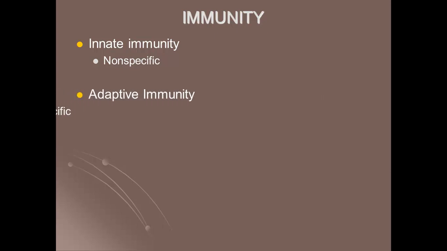Innate immunity is nonspecific. It's our defenses against any pathogen. Adaptive immunity is specific. It develops during an individual's lifetime. It is induced resistance to a specific pathogen.